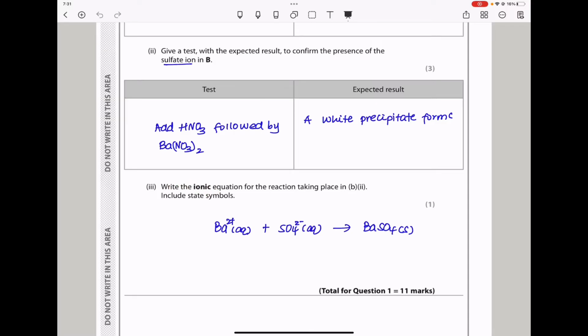Write the ionic equation for the reaction taking place in B2, and they want you to include state symbols. In this test, barium cation is going to react with sulfate anion. Both of them are aqueous to give you barium sulfate, which is a solid. So this brings us to the end of question 1. Let's continue to question 2.